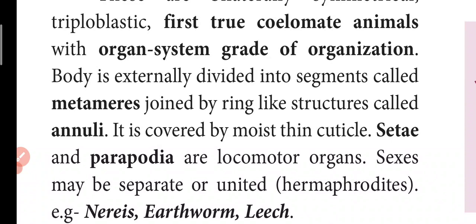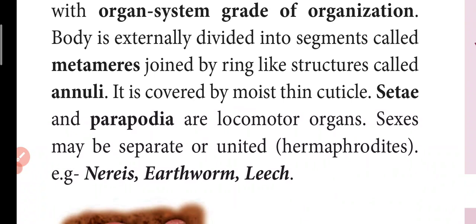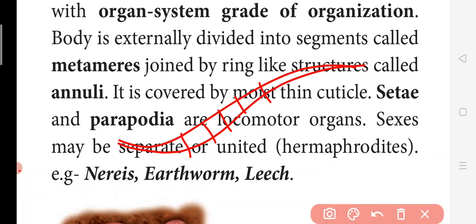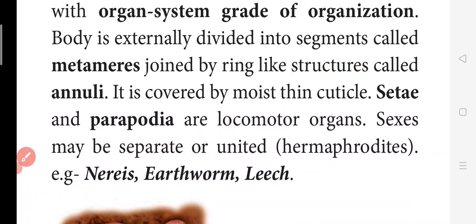Setae and parapodia are locomotor organs, and the body is covered by a moist thin cuticle. Moist thin cuticle is nothing but a white-colored substance present on their body, which is more watery. And setae and parapodia are like legs for them, they are the locomotor organs.